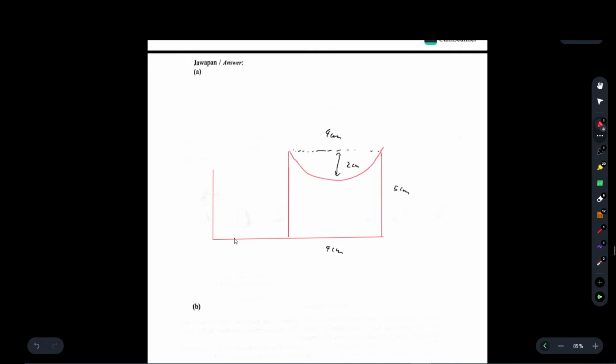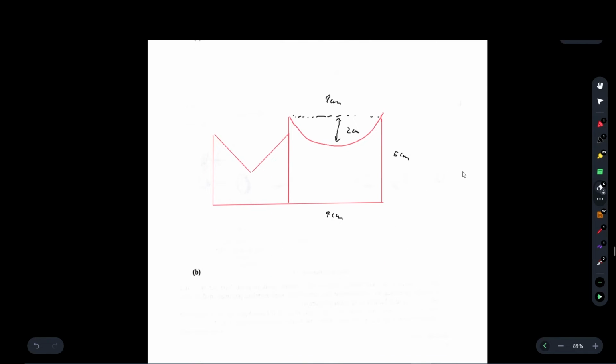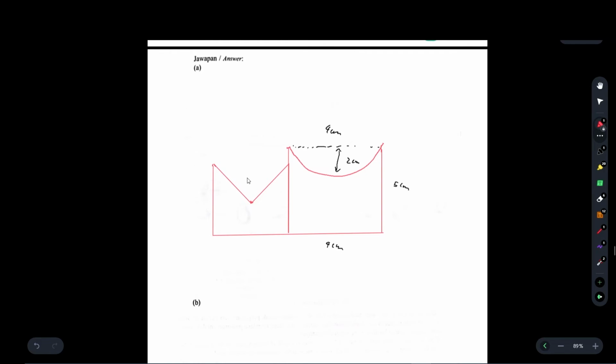It says that there's 2 centimeters here, right? So it's about here, 2 centimeters above, about here. So we're going to draw and assemble it like this. The drawing that I'm drawing is not really accurate. It kind of looks like this. Make sure that all lines are connected. It will look something like this.